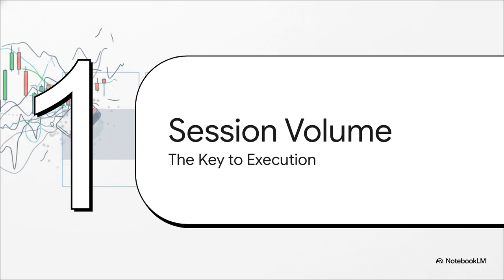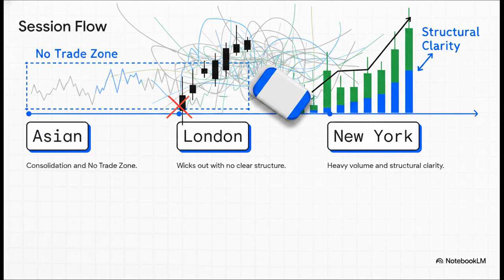All right, so the mess is finally clearing up. Now we've reached the final piece of the puzzle, waiting for session volume. Let's look at how a typical trading day actually unfolds. The Asian session usually traps us in that no trade zone consolidation. Then London kicks in, maybe it just wicks out testing the waters without any real structure or continuation. Finally, we get to the New York session, which brings that heavy confirmed volume and a really clear indication.